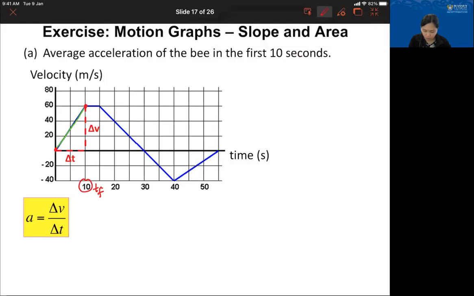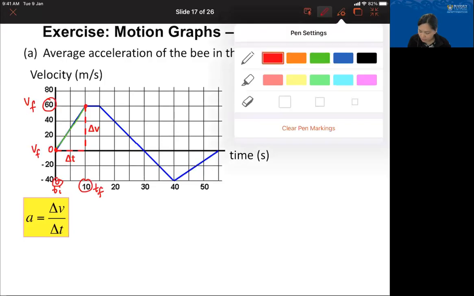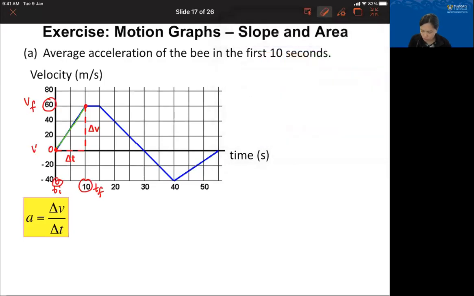corresponding to that point there. This is your initial time, that's 0, the origin, the beginning is 0. And then the velocity corresponding to the final time will be 60 meters per second. That's your final velocity. And your initial velocity is the velocity corresponding to your initial time, and it's at the origin, so that's 0.